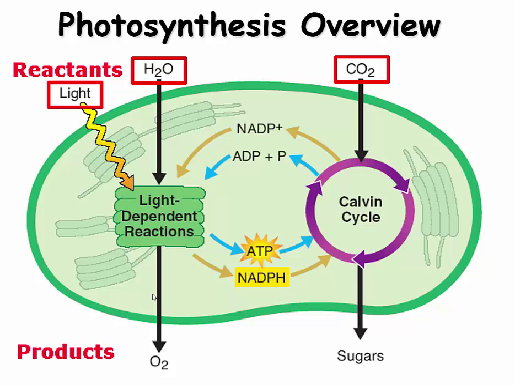And you also have some products, arrows pointing out. Again, key point here, arrows pointing out. The products are oxygen, O2, and sugars, glucose, carbohydrates, complex carbs, eventually, like starch or something, cellulose. So anyway, you have these products and you have these reactants in this photosynthesis overview.